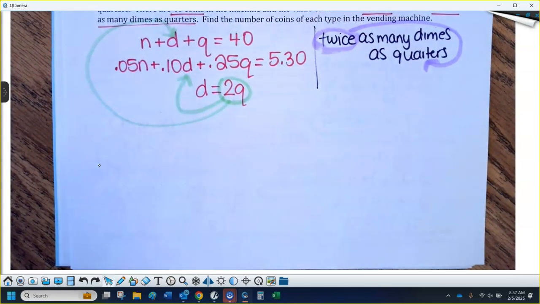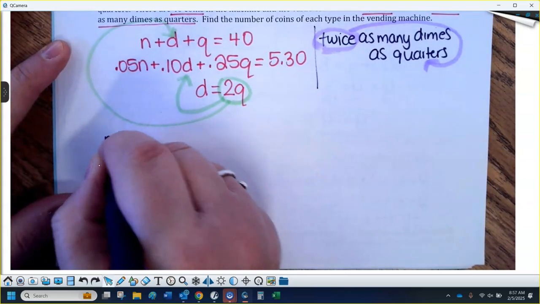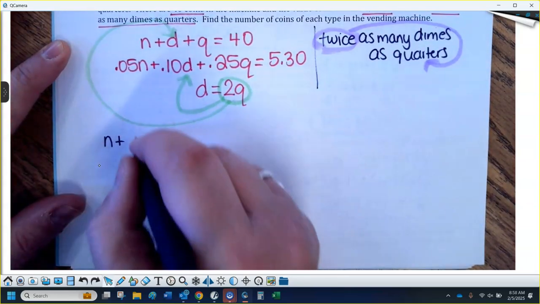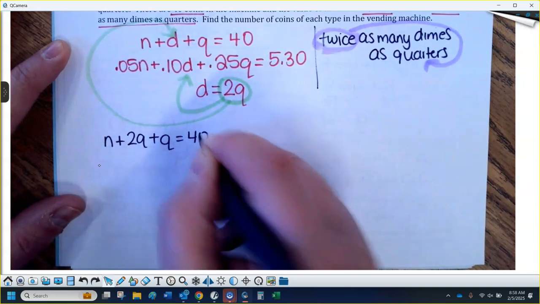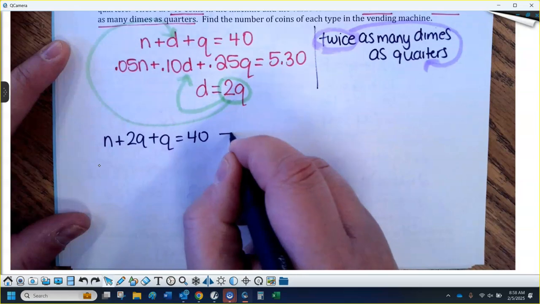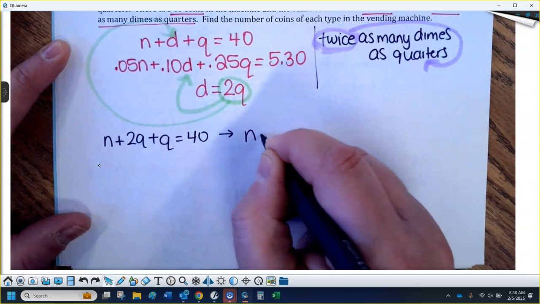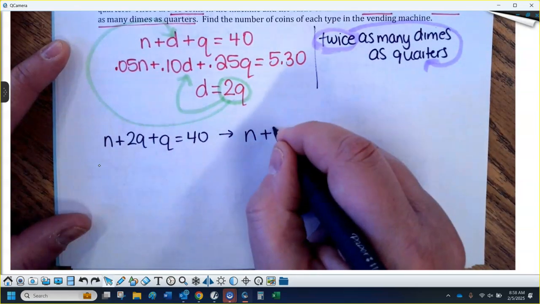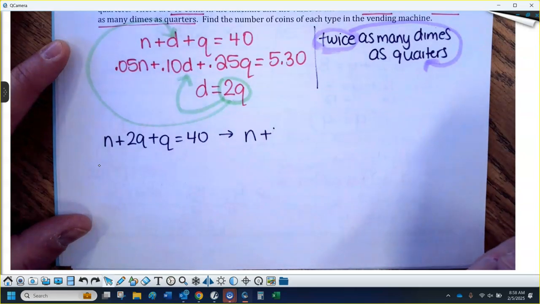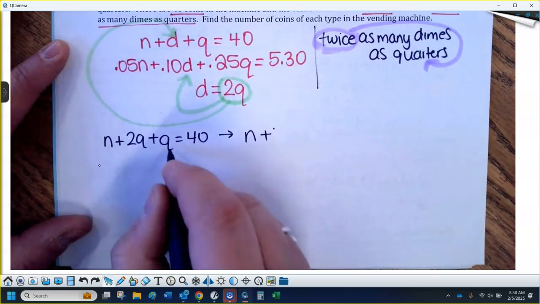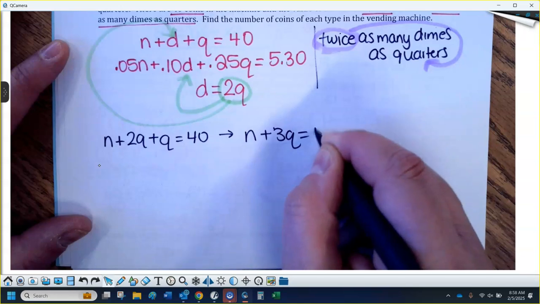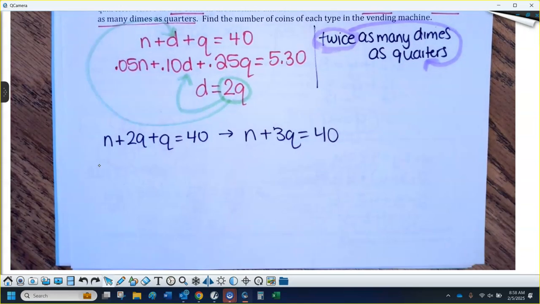So if I put it in the first one, I would have n plus, instead of the d, I'm going to put 2q plus another q equals 40. So just going to simplify that a little bit. So I have n plus, how many q's do I have? Like if I combine my like terms. 3, right? 2 here, 1 here, so 3 q's. 40. Okay?